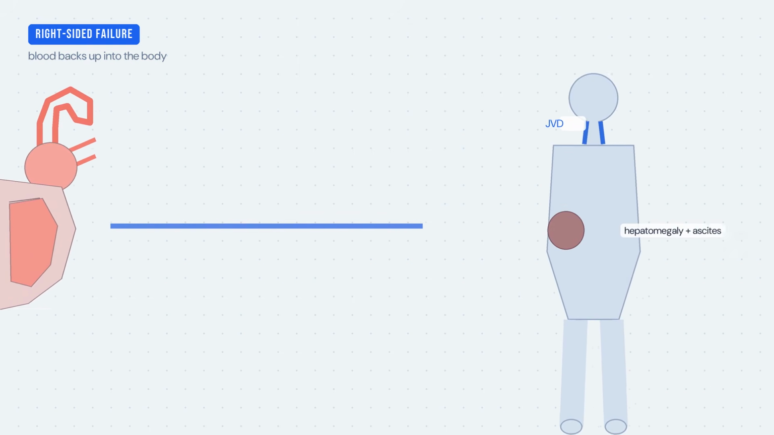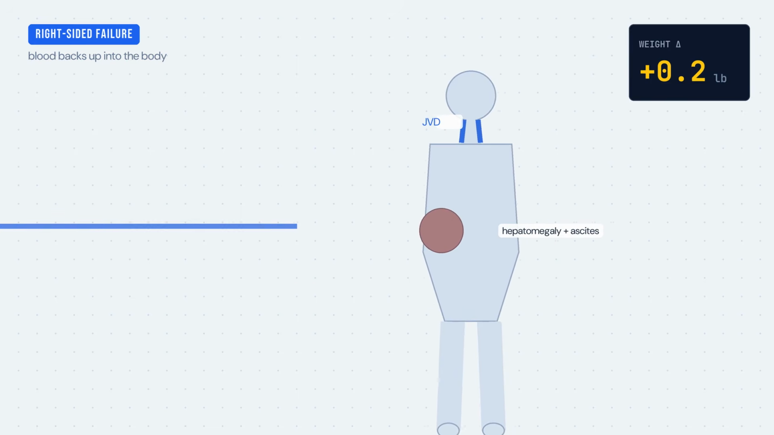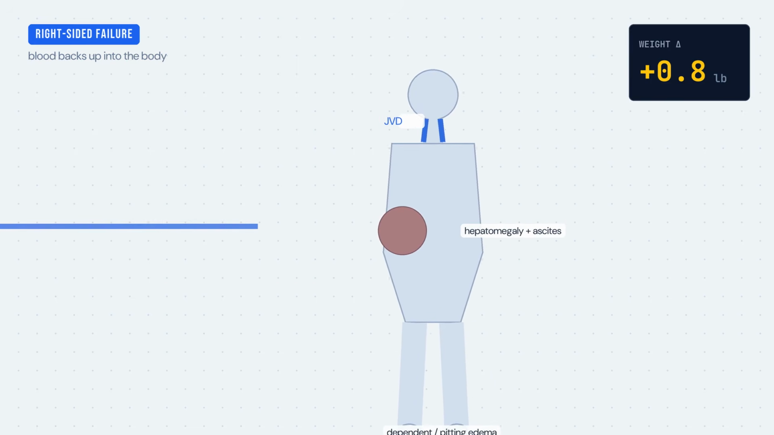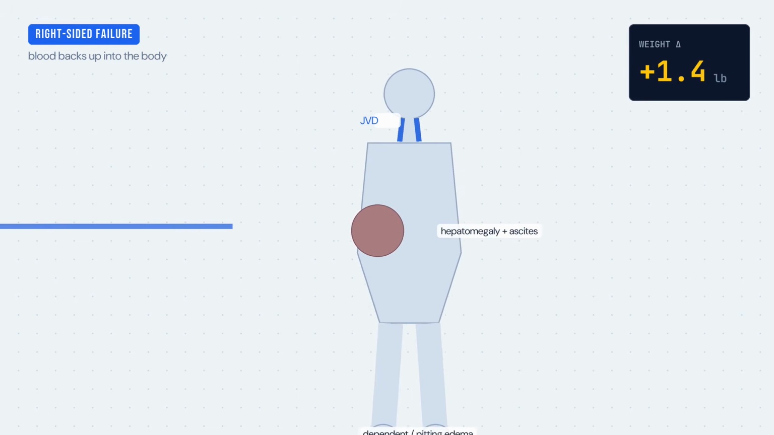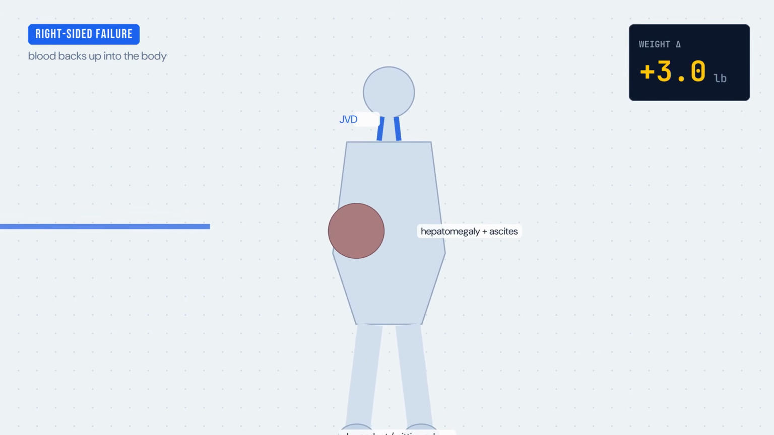Fluid collects in the abdomen as ascites, and it pools in the dependent tissues, the ankles and feet in someone who walks, the sacrum in someone who's been in bed. The patient gains weight fast because that is retained fluid. 2 to 3 pounds in a day is fluid, not fat. There is no way to eat 3 pounds of tissue overnight.